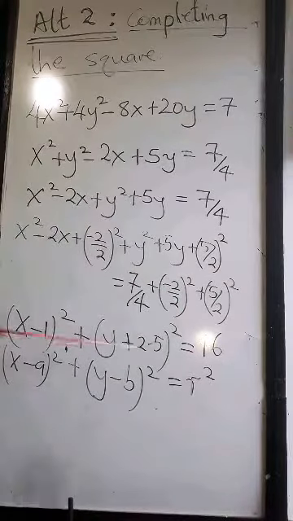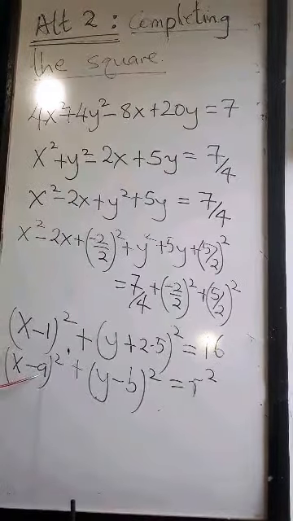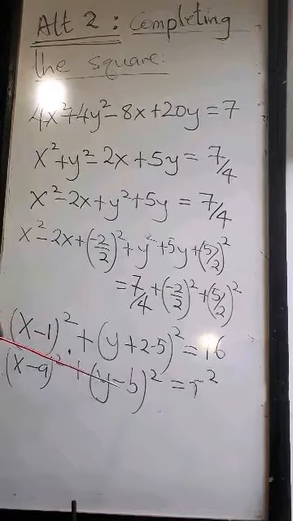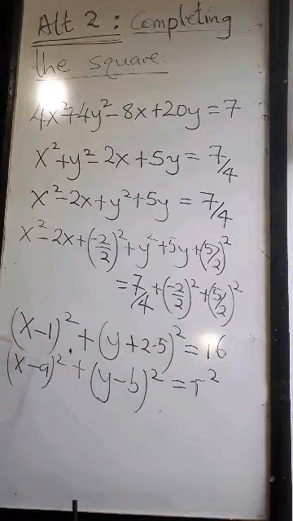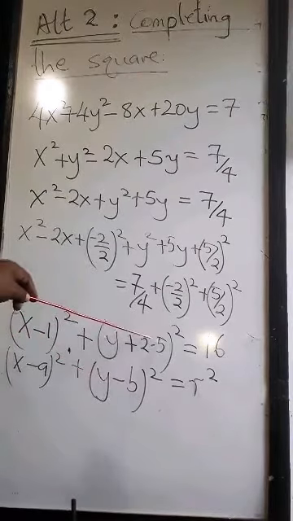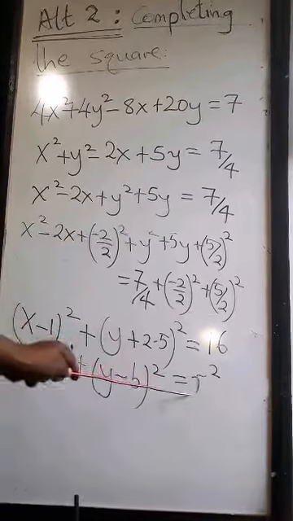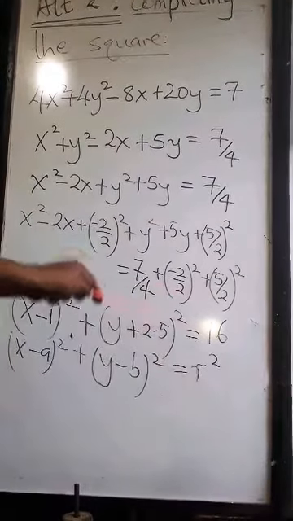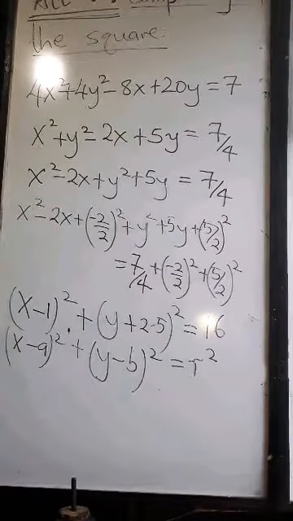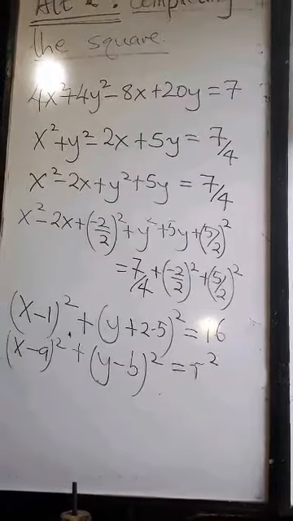Now you compare this with the general equation, where it's x minus a, y minus b. So negative a is negative 1, therefore a is 1. Negative b is positive 2.5, therefore b is negative 2.5. And then r squared is 16. Therefore, r is the square root of 16, and you get the same answer. So you follow it.